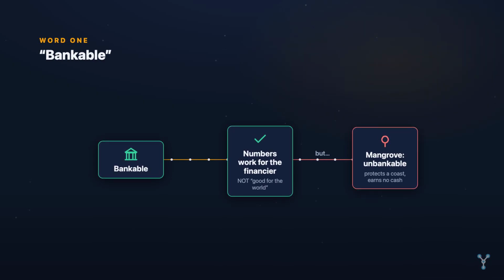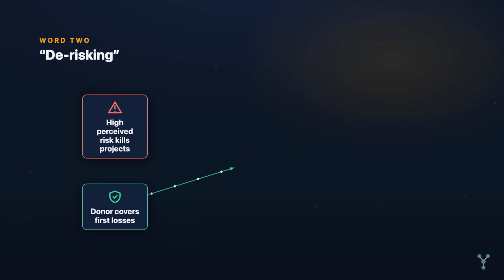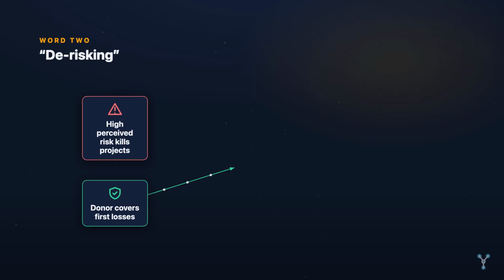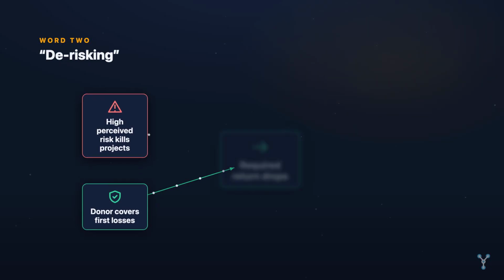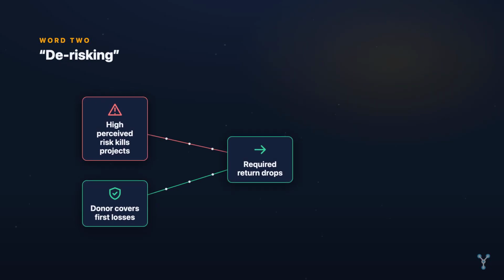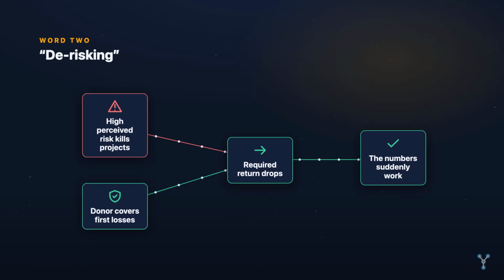De-risking. Since we've seen that high perceived risk is what kills projects, de-risking simply means taking deliberate steps to reduce that risk, or to shift it off the private investor's shoulders onto someone more willing to bear it, usually a government or a development bank. If a donor promises to cover the first losses if the project fails, the private investors' risk just dropped, so their required return drops, so the project's numbers suddenly work.